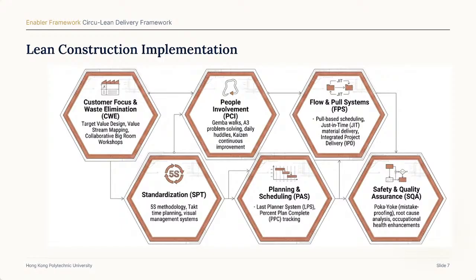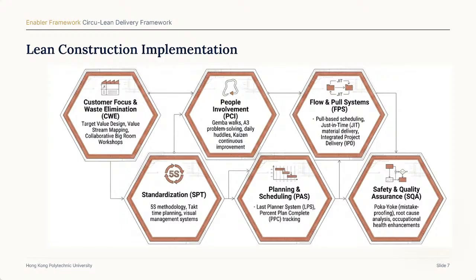For lean construction implementation, it focuses on six main constructs because they intersect with each other. As we can see, the first one, customer-focused waste elimination, focuses on many tools like target value design and value stream mapping. People involvement focuses on Gemba walks and A3 problem solving. Flow and pull systems focus on just-in-time and integrated project delivery. For standardization, they use takt planning, 5S methodology, and many visual management systems. For planning and scheduling, the most important tool is the Last Planner System.